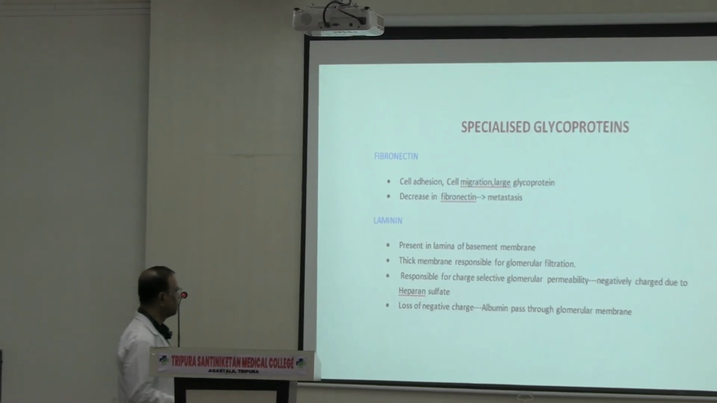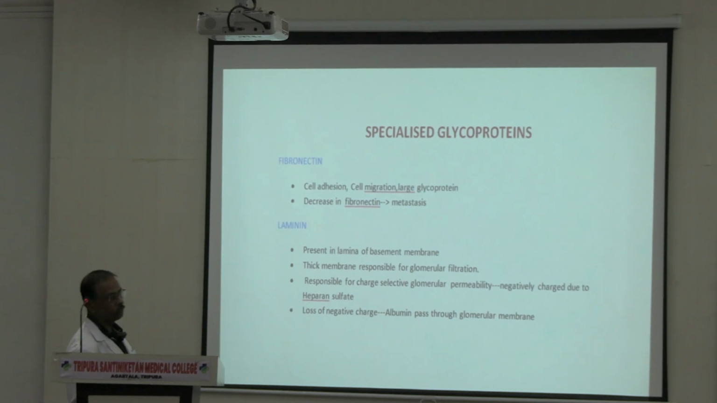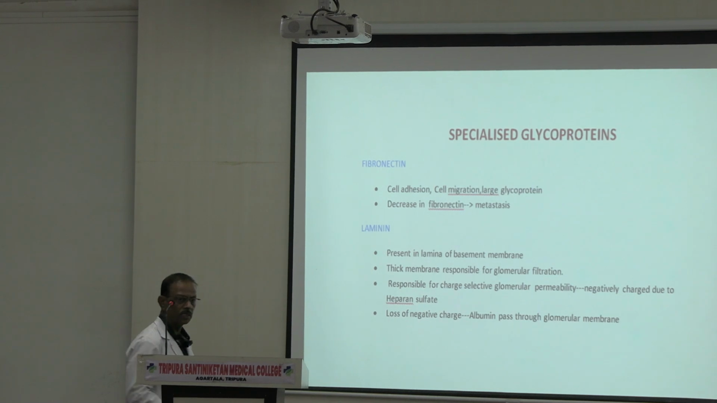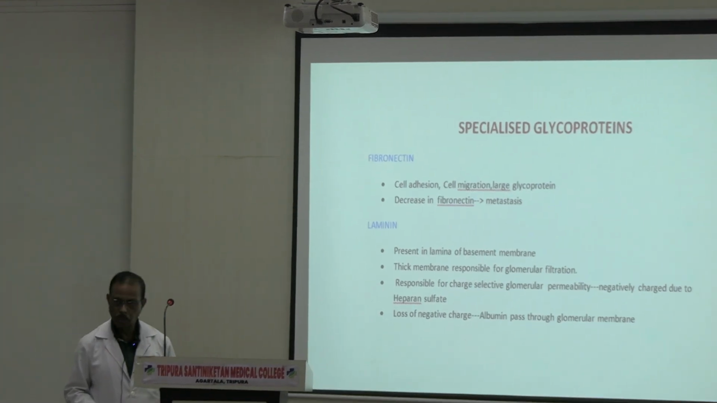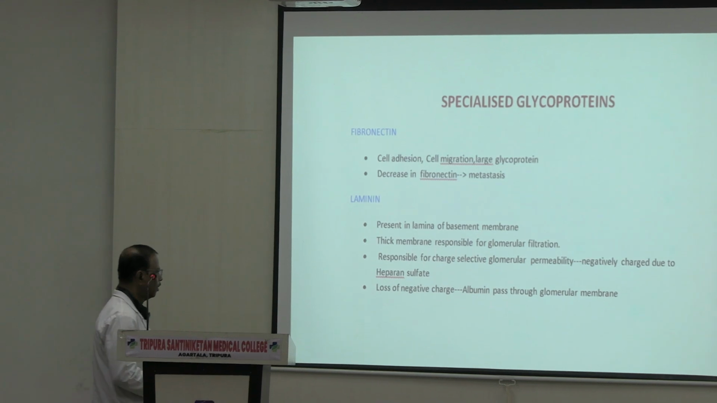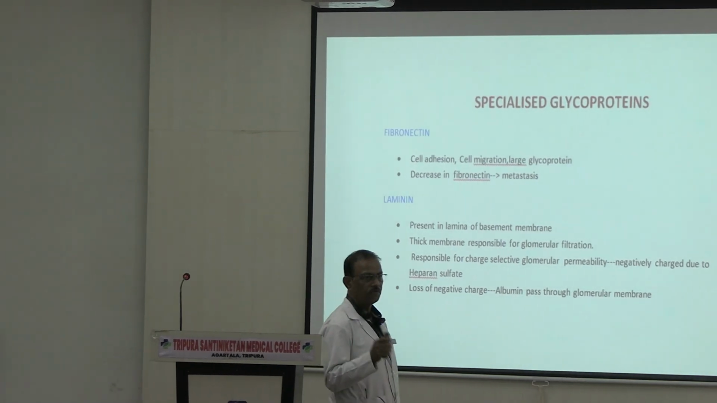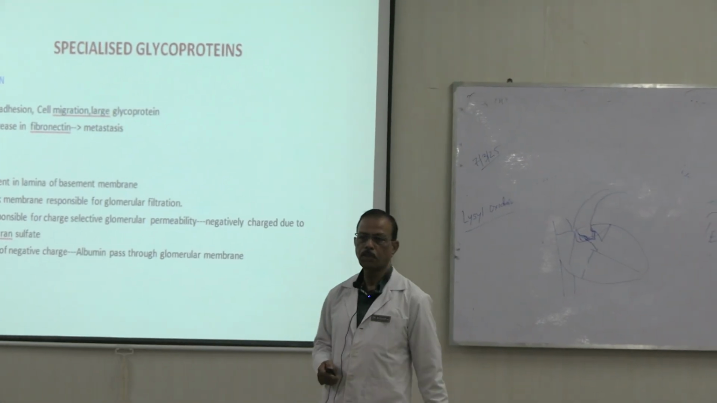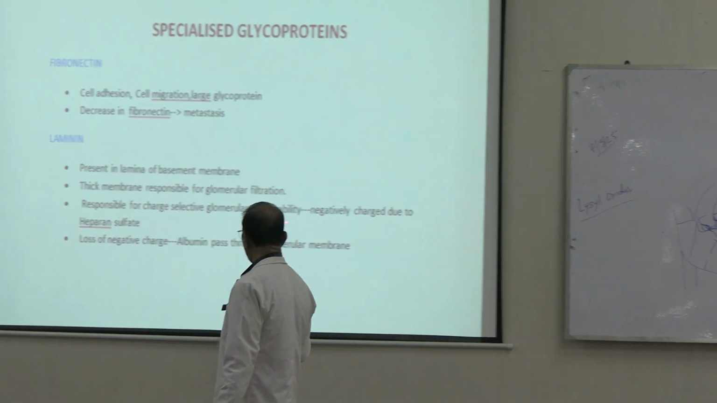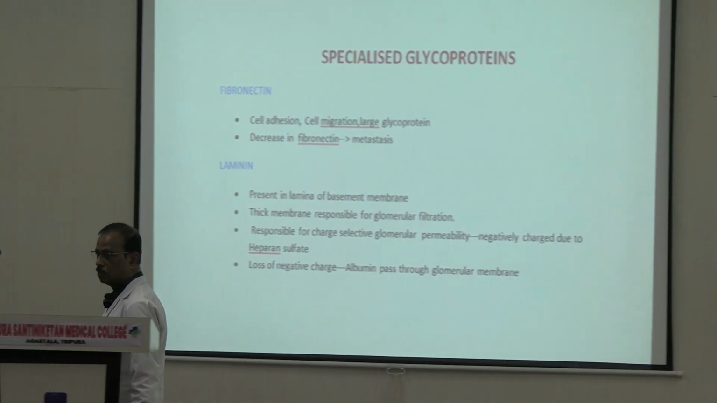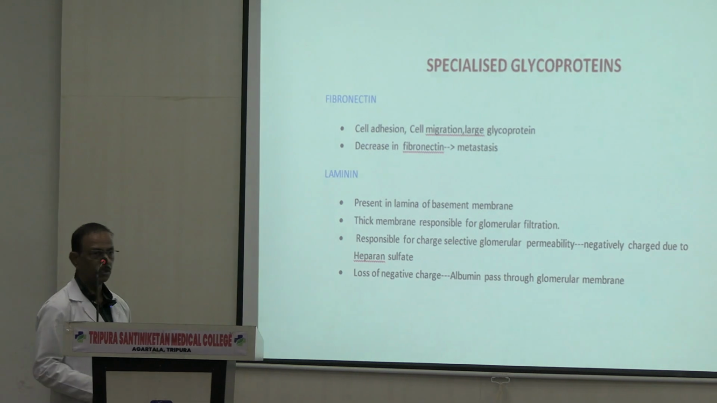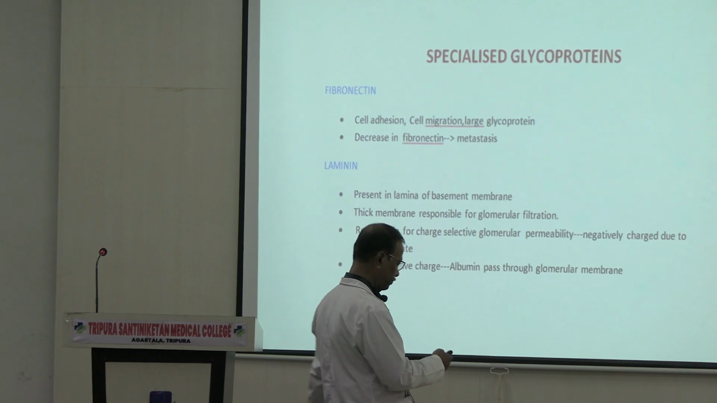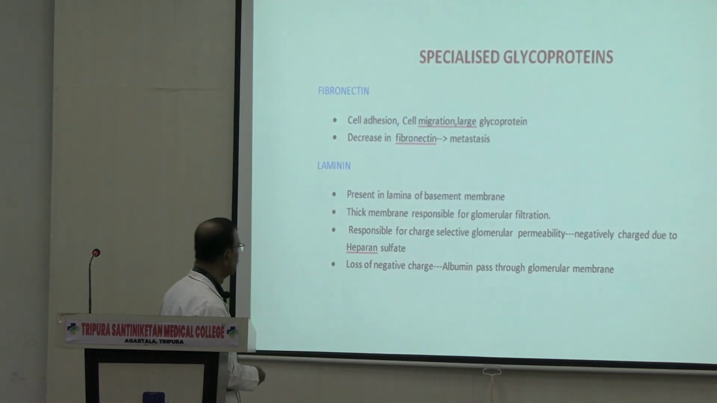Laminin is present in the laminar basement membrane. Thick membrane responsible for glomerular filtration, contains heparan sulfate in plenty, so it is a negatively charged membrane. If there is infection in the glomerulus, there is loss of heparan sulfate, so the negativity of the basement membrane is lost and molecules can pass through it. One of the molecules is low molecular weight albumin. So in case of glomerulonephritis, there is albuminuria. So also in nephrotic syndrome.